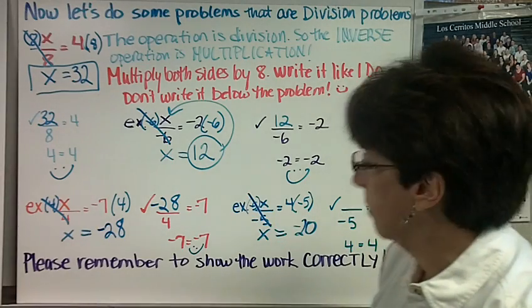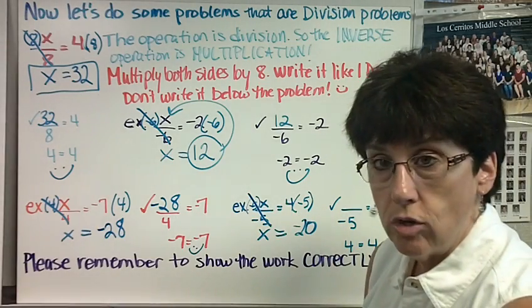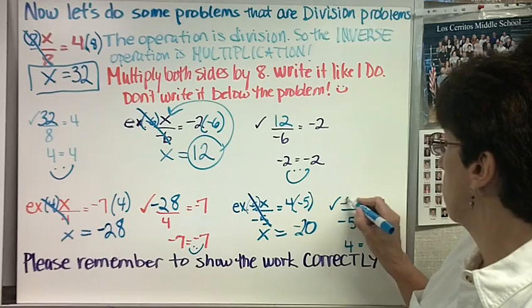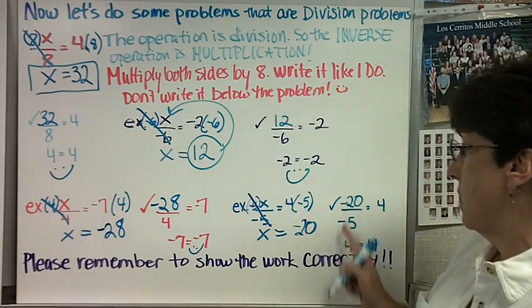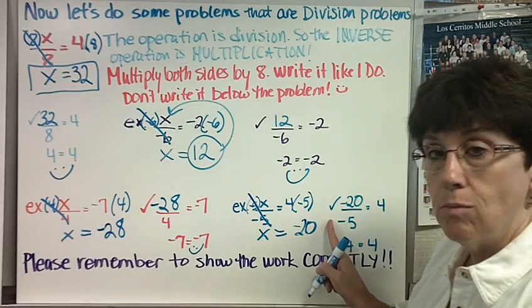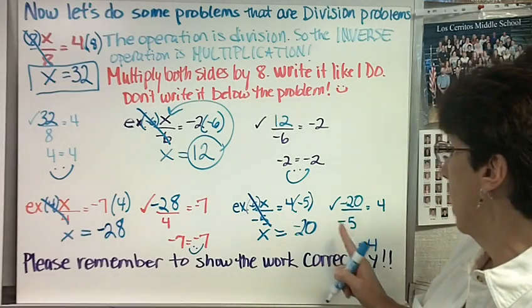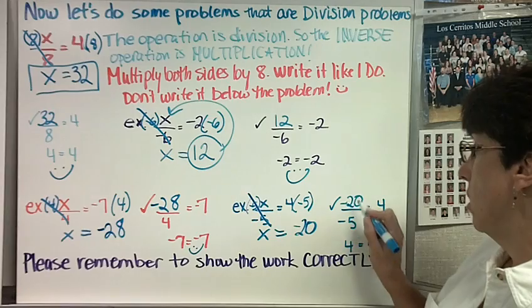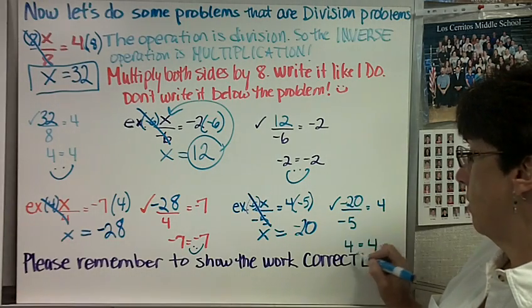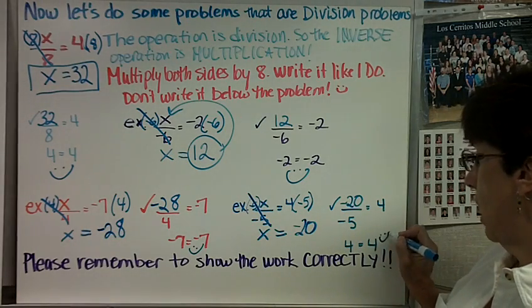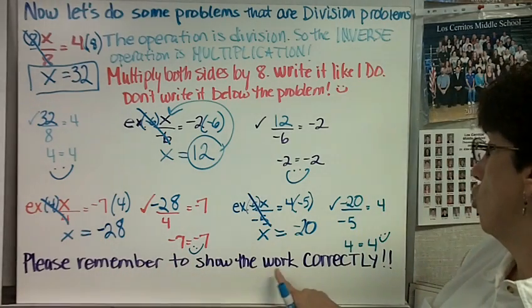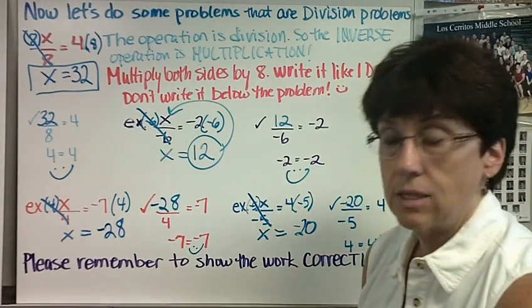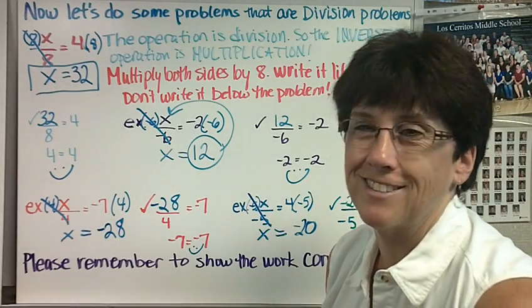Yay. Let's check it. The x was in the numerator to begin with, so that's where I'm going to substitute. -20 over -5. Now look, the signs are the same. Two negatives in multiplying make a positive, and that's what I have here, positive 4. So positive, and 20 divided by 5 is 4. Yay! Most important thing, please remember to show me the work correctly. That's what I'm going to be looking for tomorrow in class. Okay.